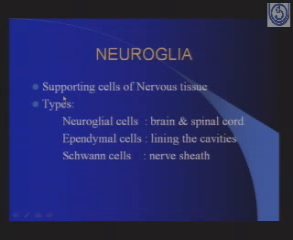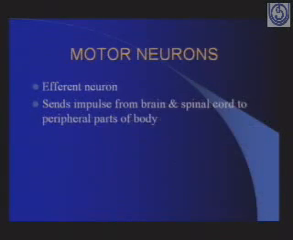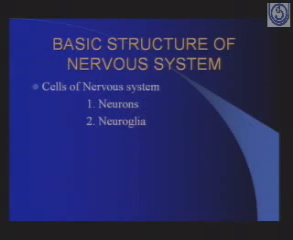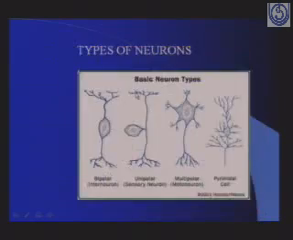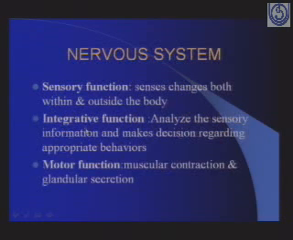Then your neuroglia are the supporting cells of the nervous system. As I told you, neurons are the nerve cells, and neuroglia are the supporting cells. There are three types of supporting cells. One is your neuroglial cells, found in the brain and spinal cord. Ependymal cells line the different cavities of the brain and the spinal cord. And Schwann cells are found in the nerve sheath. The nerve sheath is a covering of the nerves, formed by one type of cell known as the Schwann cell.